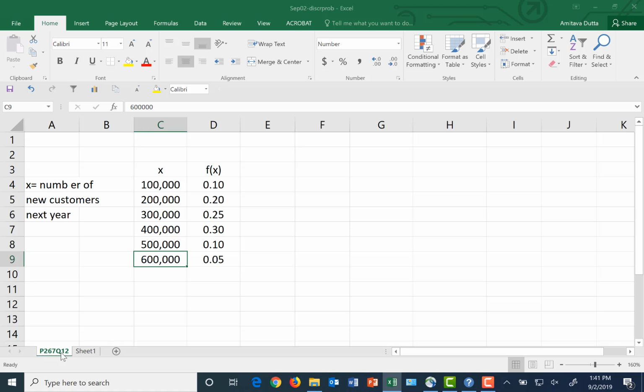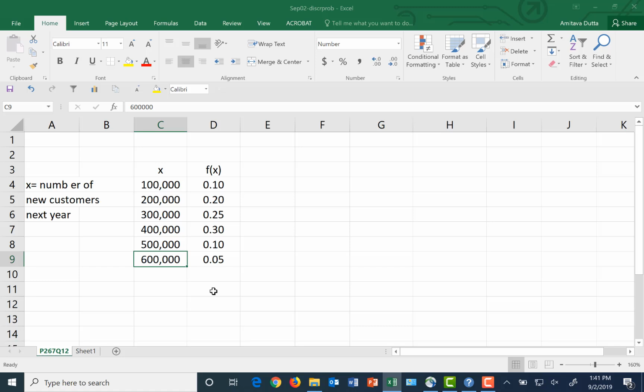Just as an extreme example, suppose the first, second, third, fourth, and fifth outcomes had a probability of 10%. Then the last outcome would have a probability of 50%, and obviously the number of new customers I would expect would be biased more towards 600,000 than the others. So when we look at this probability distribution, if you do a bar chart of this column D, you would get bars of different heights, and that is your discrete probability distribution.